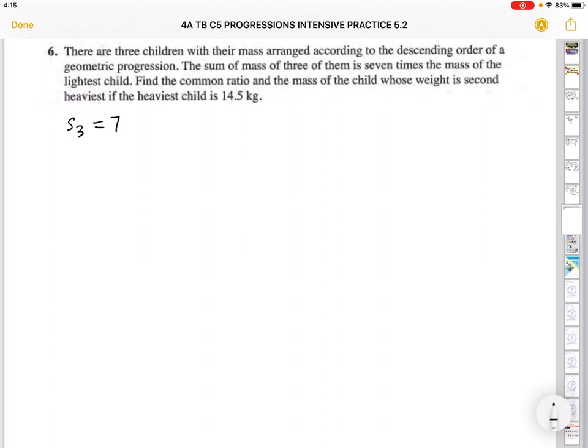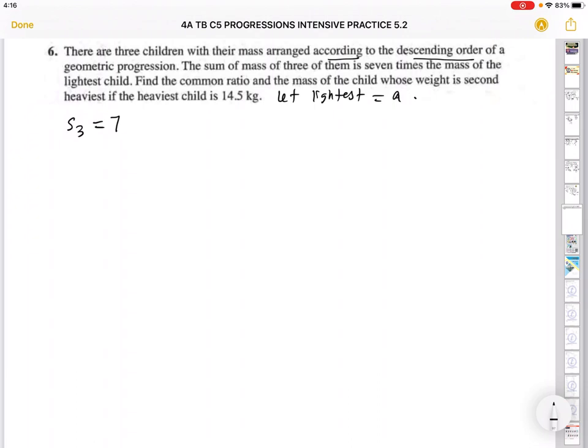Now I would let the lightest be A, T1. That means in ascending, not descending, although they already mentioned here descending order. Descending order means the heaviest to the lightest. So I'm going to do it another way around. I'm going to put A as the lightest, the first term is the lightest. So your common ratio is going to be more than 1.